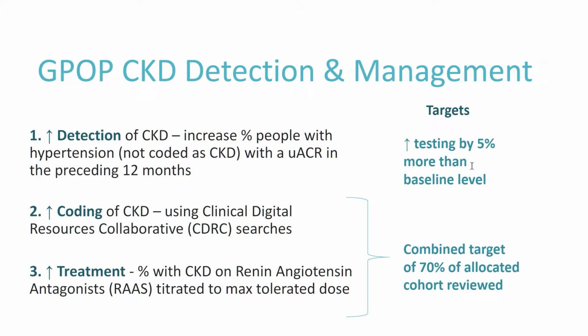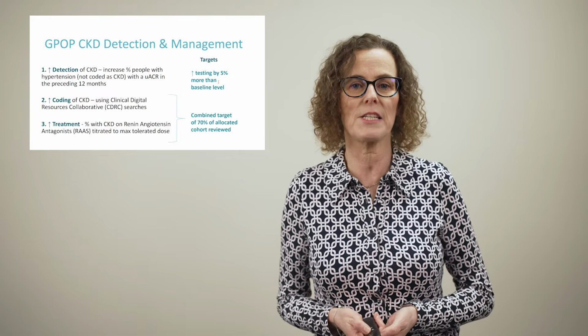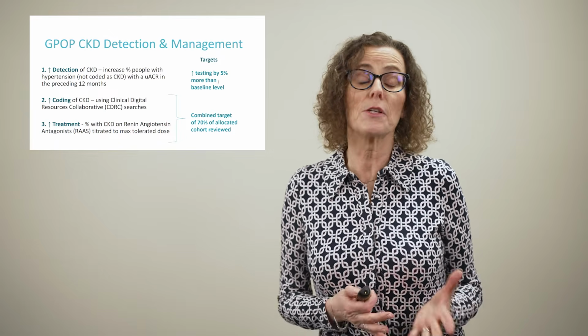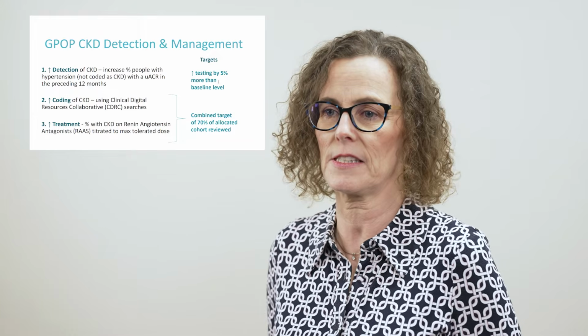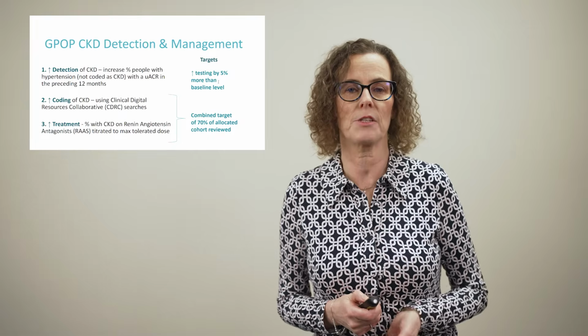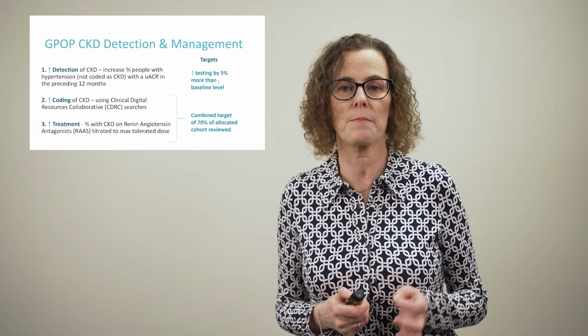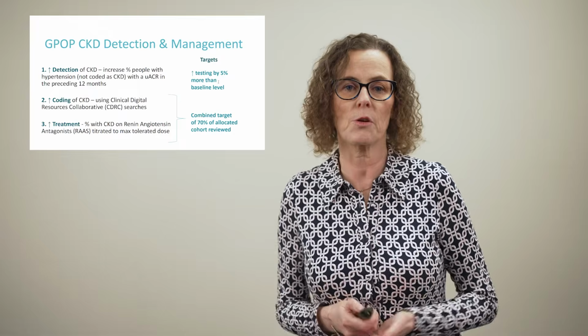The second aspect, increased coding using CDRC searches, which are very precise searches and reveal a wider cohort of patients than the CQC searches are finding. So we've had feedback that these are really good, robust searches. And then looking at the treatment, we're aiming to increase the percentage of people on RAS therapy titrated to maximum tolerated dose, and 2 and 3 are combined, the targets combined for you to achieve 70% of your allocated patient cohort for review.